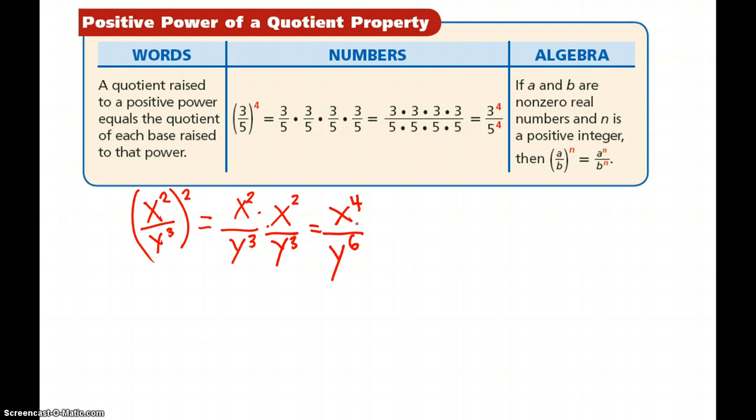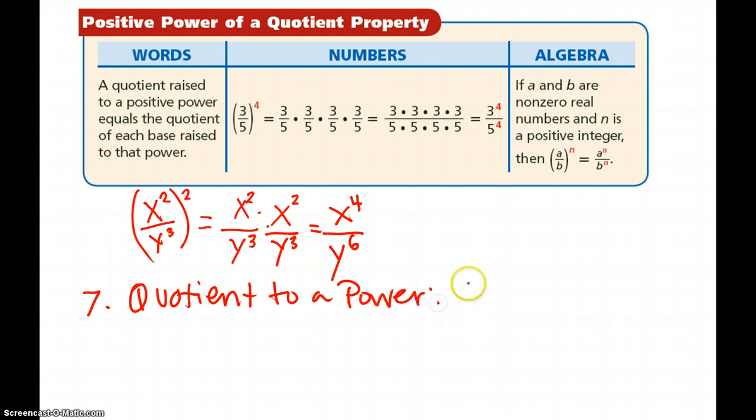So, what is the rule that we have going on here? The rule is very similar to yesterday's rule when you had a product to a power. This is just a quotient to a power. So this is going to be rule number 7. A quotient to a power. And I am going to say, just like yesterday, distribute the exponent to everything.